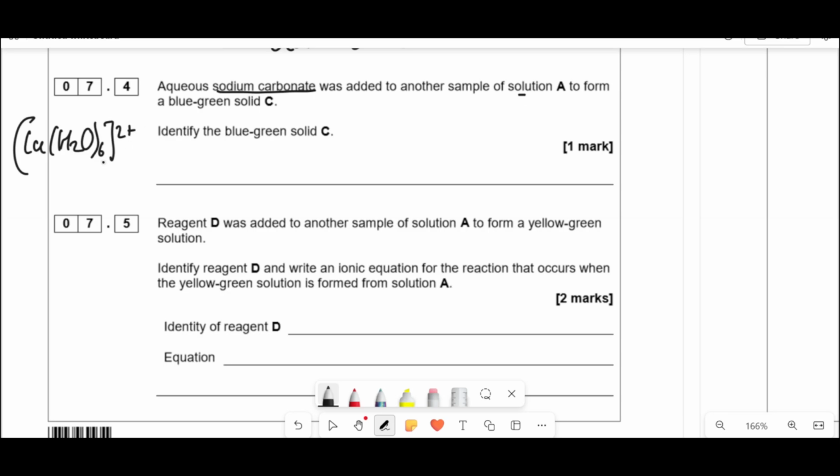Now, when you have a 2+ metal aqua ion and you're adding a carbonate, it will form MCO3. Whereas if you have a 3+ one, they'll end up making the metal M(OH)3(H2O)3. This is a 2+, though, so it's going to do the first. So in this case, what's happening is that you're going to make CuCO3.